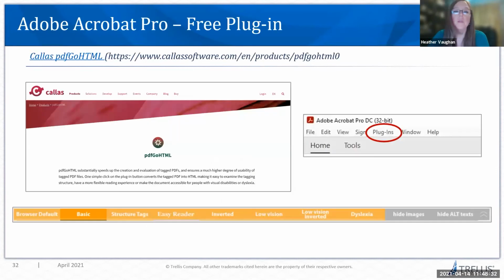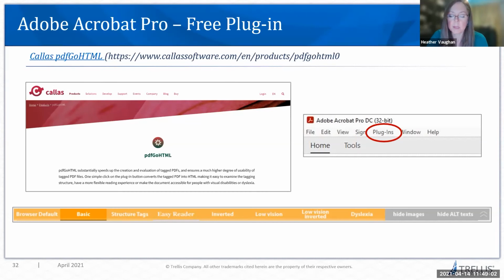Okay, another free tool is a free plugin for Acrobat Pro called PDF Go HTML. And like the screen reader preview in Pack 3, this plugin allows you to preview the content in your document. So what PDF Go HTML does is it converts tagged PDF files into HTML supporting the ISO PDF UA standard for universally accessible PDF documents and forms.